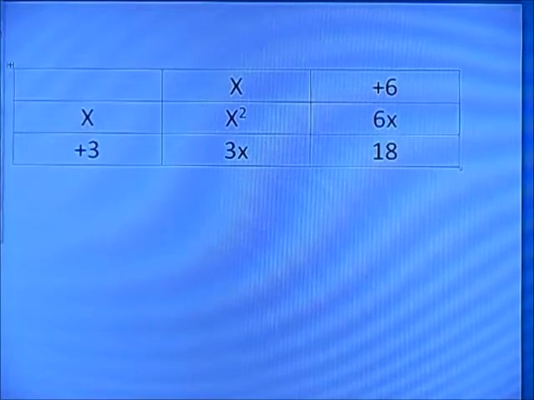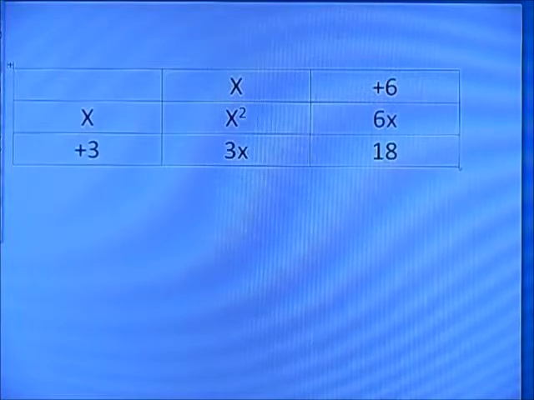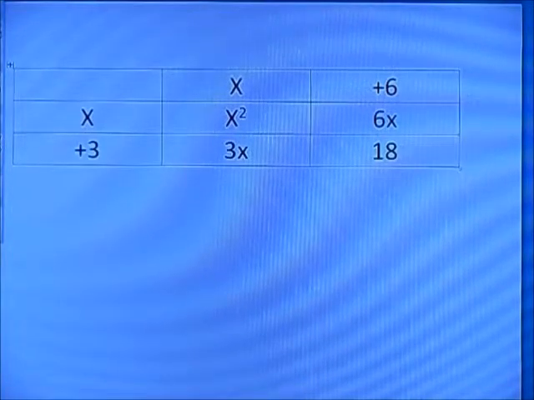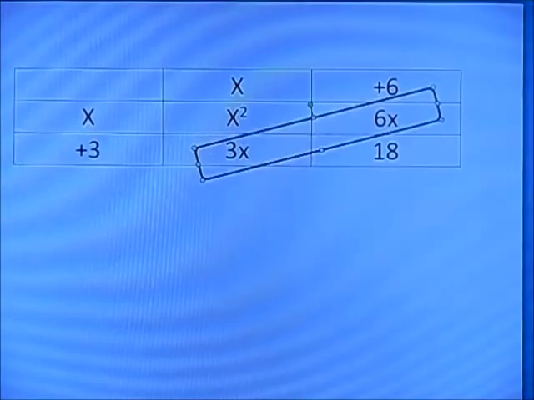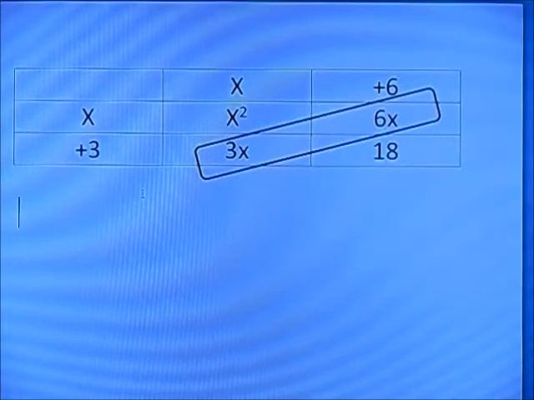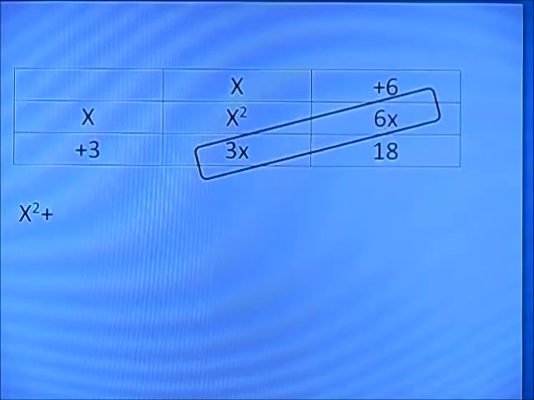Alright, just like that. I'm very new to this whole drawing thing, but anyway, so you see 3x and 6x, you add those together, so you got x squared plus 9x plus 18. So there's your answer.